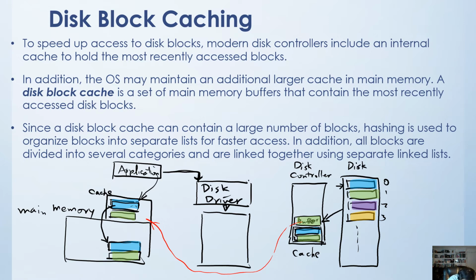So you don't have to go all the way to the disk driver and copy the data from the disk space to the buffer of the disk controller, and then from the controller copy to the memory cache, and copy to the memory eventually. If that data is still in the cache, then you copy the data from the cache into the memory. So that's the purpose for the cache.